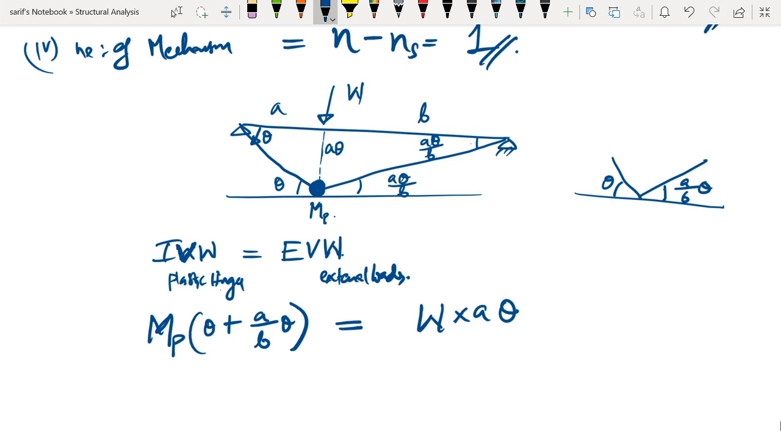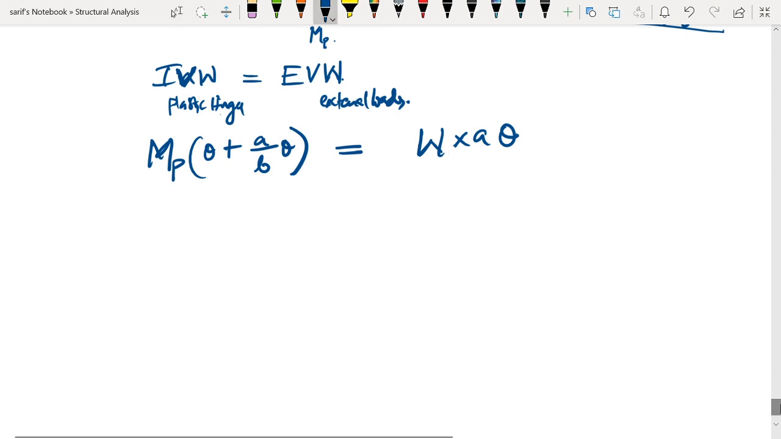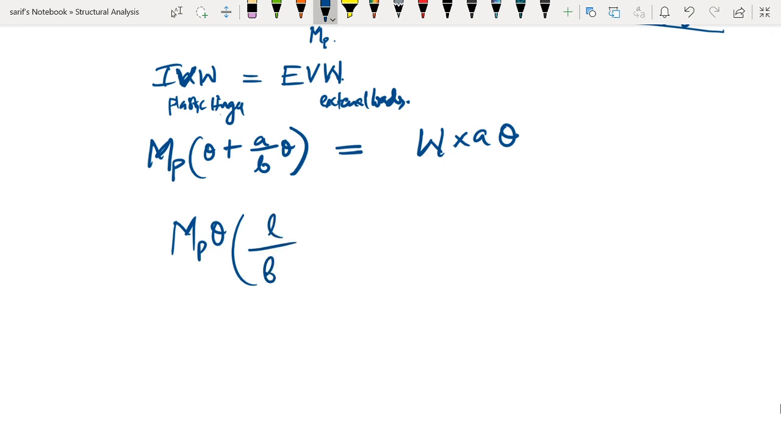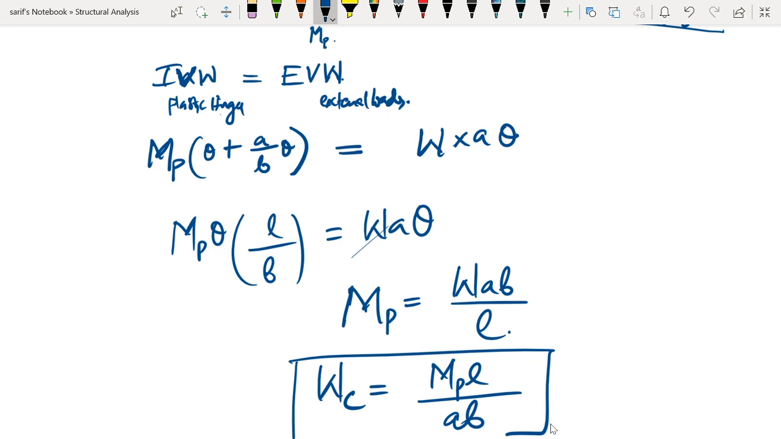Now if we simplify this, MP into theta into (A plus B) divided by B, that is L divided by B, is equal to W A into theta. What we are going to get is MP equal to W A B divided by L, or in other words the collapse load WC is equal to MP L divided by A B. So this is the collapse load.